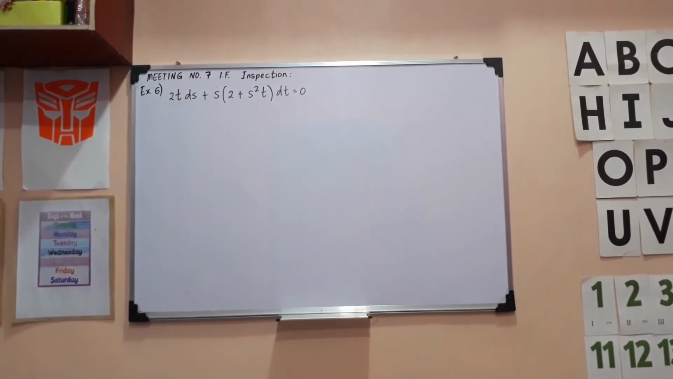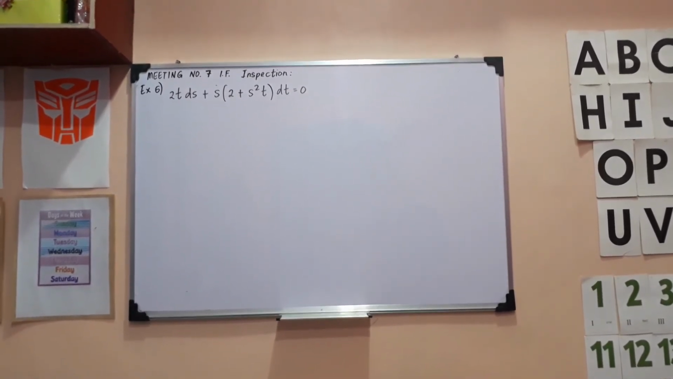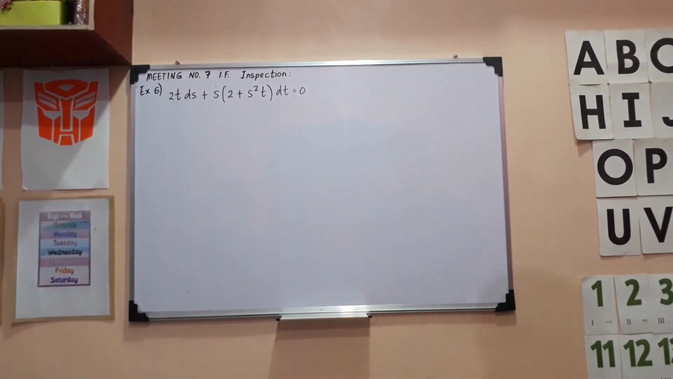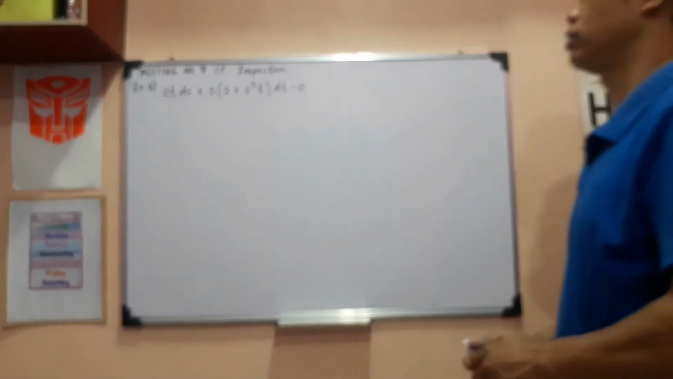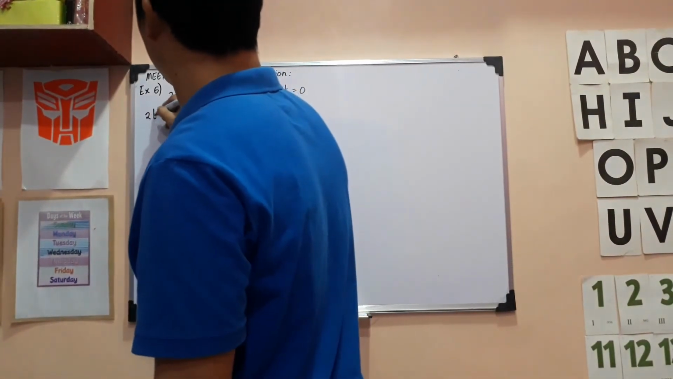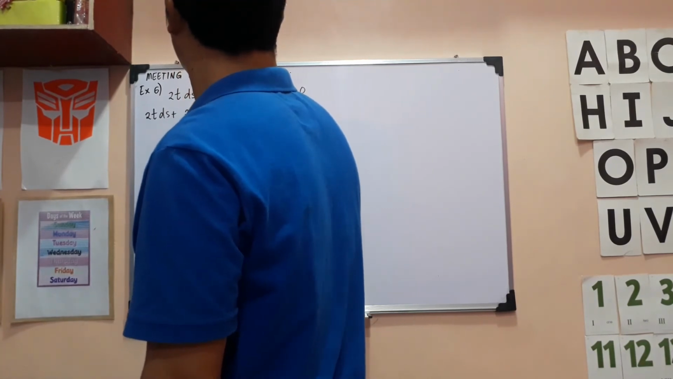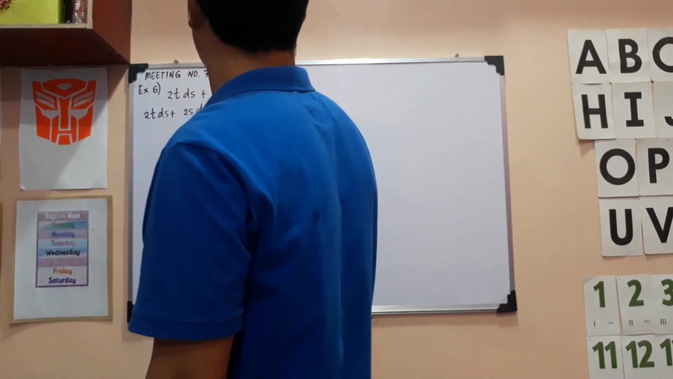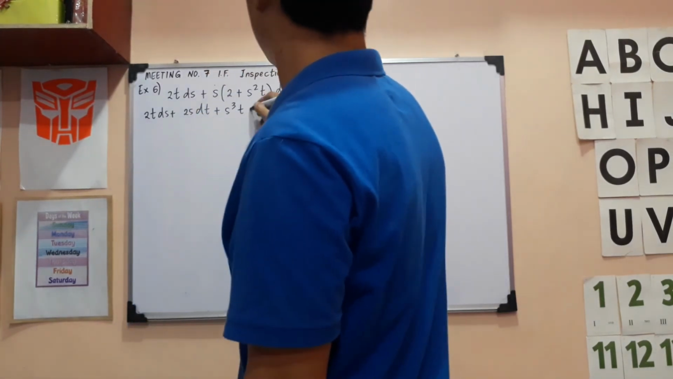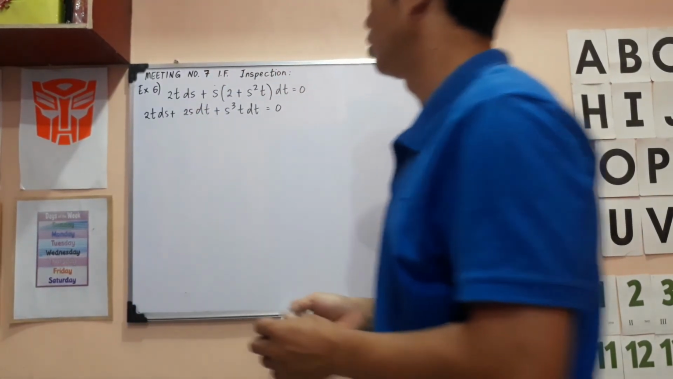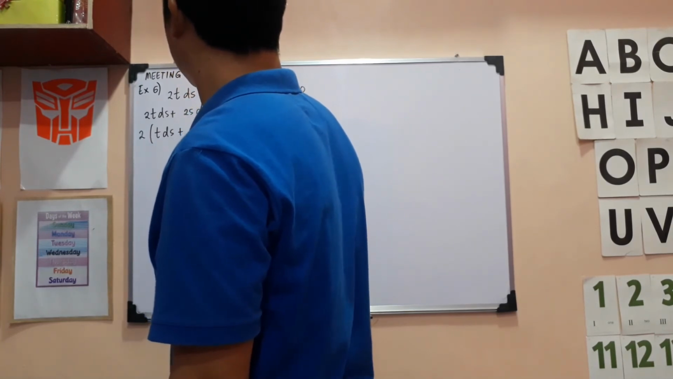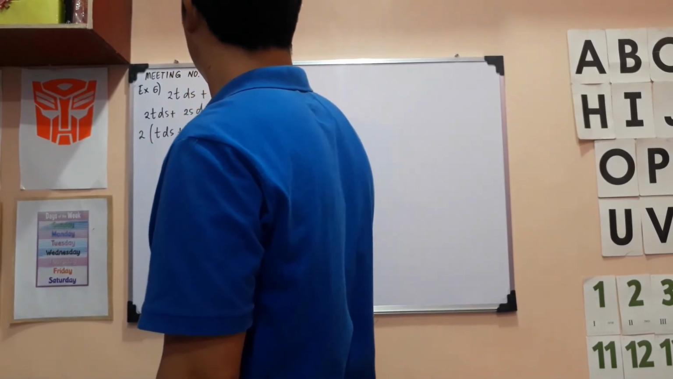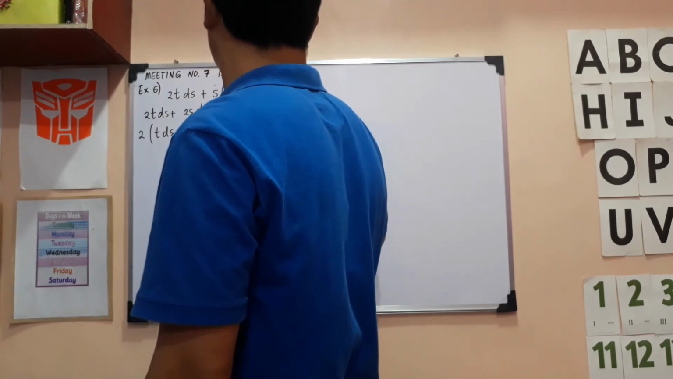Number 6, last example for integrating factor by inspection. 2t ds plus s multiplied by 2 plus s squared t dt is equal to 0. Perform the operation 2t ds plus 2s dt plus s cube t dt is equal to 0. So, parang naka-arrange na, no? Kapactor out ko na lang yung 2 dito. So, we have t ds plus s dt plus s cube t dt is equal to 0.